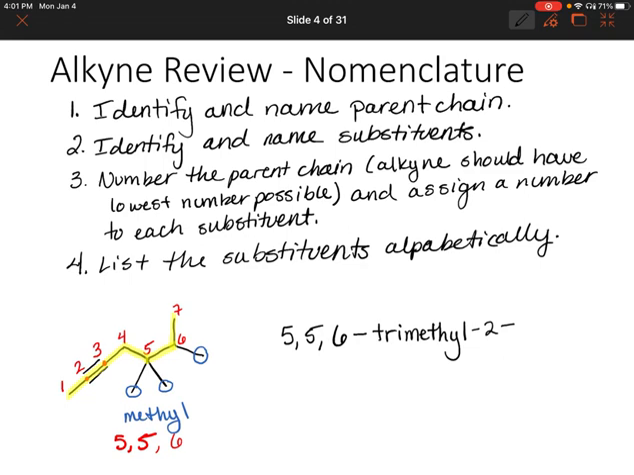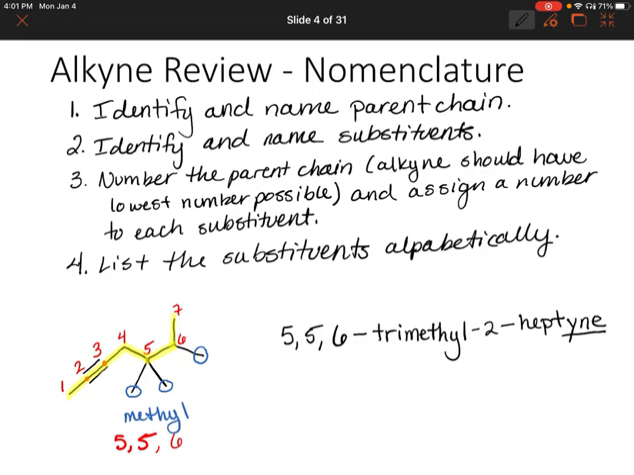So how many carbons do we have? We have 7 in our parent chain. So that is going to give me a prefix of hept. And then we want to indicate that we have a triple bond, not a double bond or a single bond. So we're going to end this in -yne. So this is 5,5,6-trimethyl-2-heptyne.